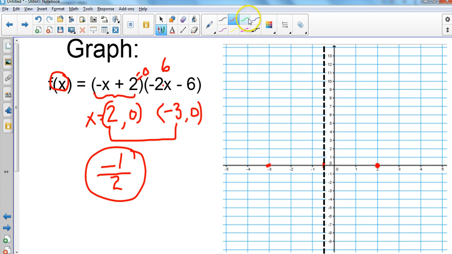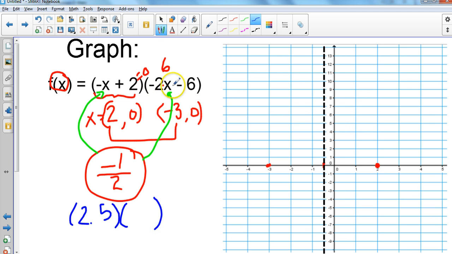So everywhere in our function that there's an x, we're going to plug in negative 1/2. So what that looks like is we're going to have the opposite of negative 1/2, which is 1/2. And 1/2 plus 2 is 2.5. And we're going to take that number times what we get out in the other line when we put in negative 1/2. So a negative 1/2 times a negative 2. Negative times a negative is positive, and when you double a half, we get out 1. So when you put in a negative 1/2, we get out 1. 1 minus 6 is negative 5.